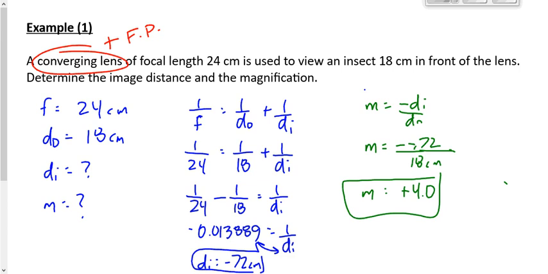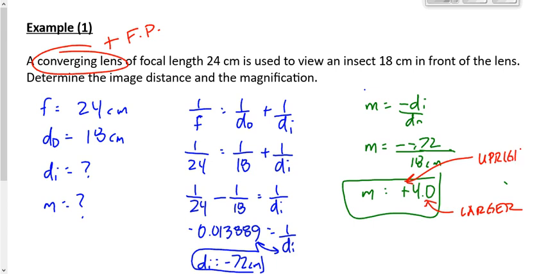Now, you weren't asked to identify the attributes or the characteristics of this, but we could do that. The fact that it's 4 tells us that the image is bigger or larger. The fact that it's a positive magnification tells us that the image is, somebody said it? No. No. What is it? It's upright.